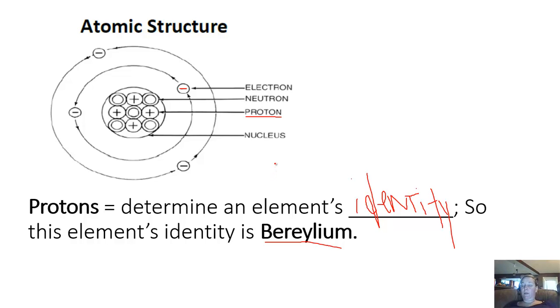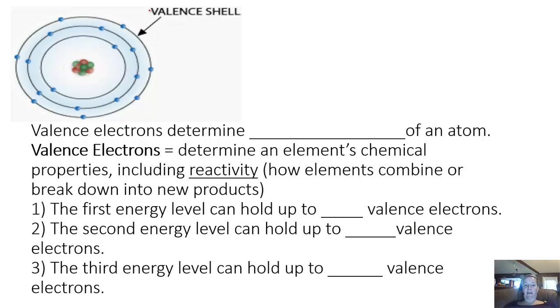All right. Energy levels or valence shells. Valence electrons are those electrons on the outermost energy level. So on this one, we'd have 1, 2, 3, 4, 5, 6, 7 valence electrons here. Valence electrons determine the reactivity of an atom. They tell you how that atom is going to react or act when it meets another element. So it determines an element's chemical properties, including its reactivity, which means how it's going to combine, if it does combine with other elements.